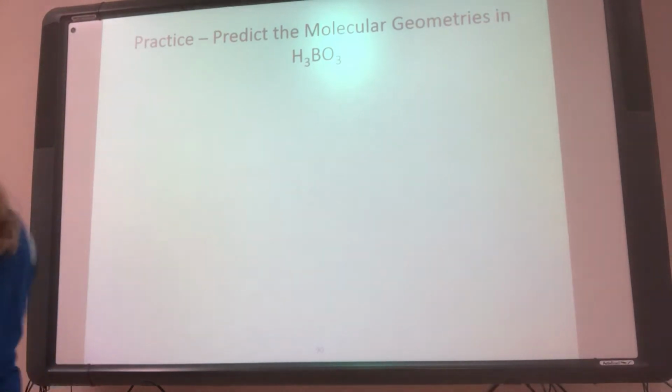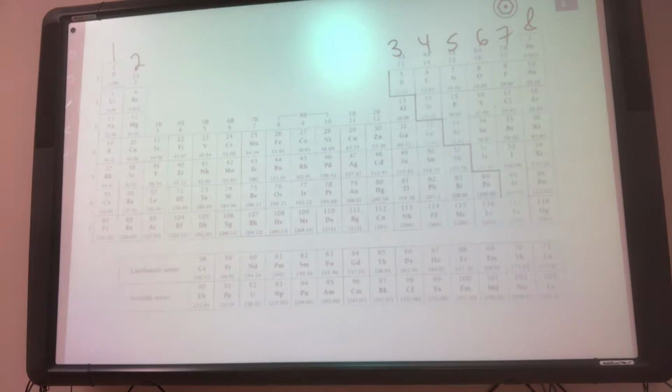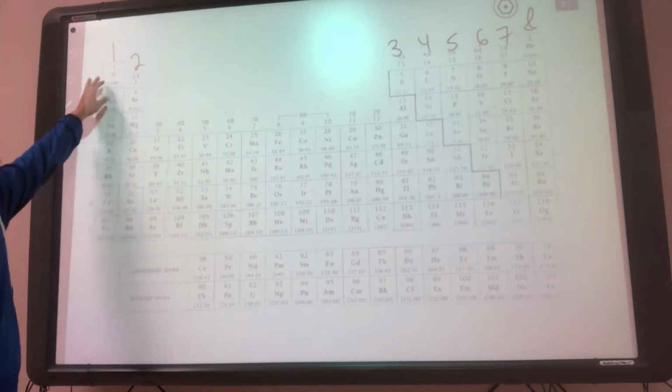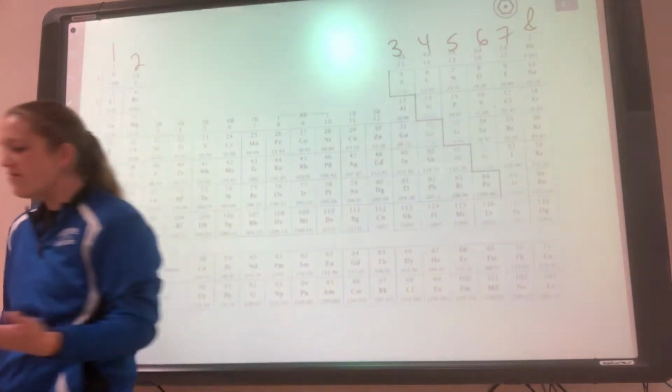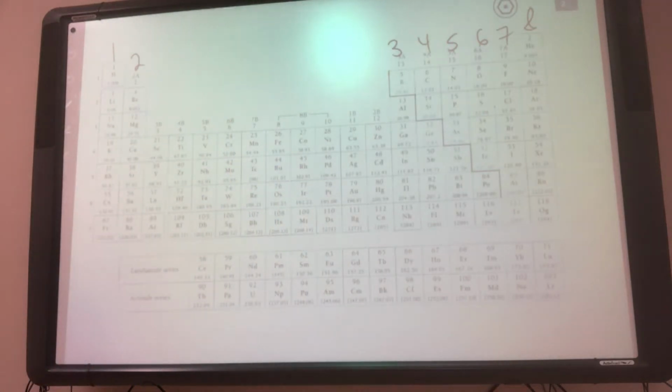Let's try this one. It says predict the molecular geometries in H3BO3. So the first thing we have to do is decide who's the central atom. So go to my periodic table. H is never in the middle. So is it B or O? B is less electronegative, so it's going to be the B.